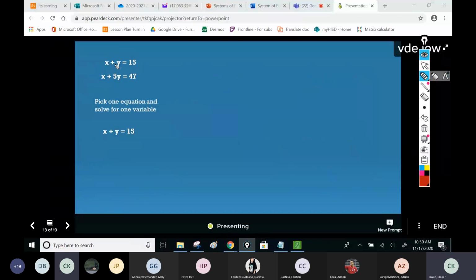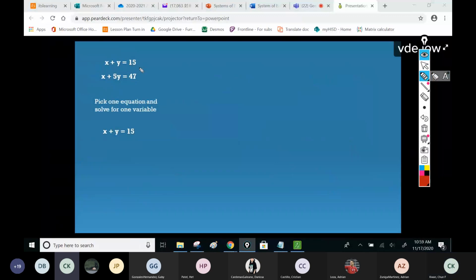So the first equation is x plus y equals 15. The other one is x plus 5y equals 47. So to solve this, I have to pick one equation and solve for one variable. Whichever equation has a variable with no number in front, you can go for it. So I'm going to take the first equation because the fewer the numbers, the easier it is. I'm going to pick the first equation and solve for x.